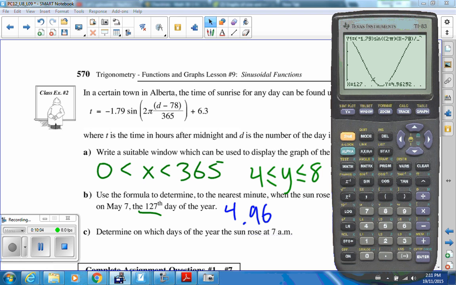And then on which days the sun rose at 7 a.m., this is where I'm going to actually put that in as a y value here. So there's my 7 a.m., and we're going to graph that. And now to figure out which days that was, it's my intersect. And just have to make sure I'm moderately close to one of them. So first curve, second curve, guess. So this one's day 54. And again, a couple days on either side of that would probably actually happen.